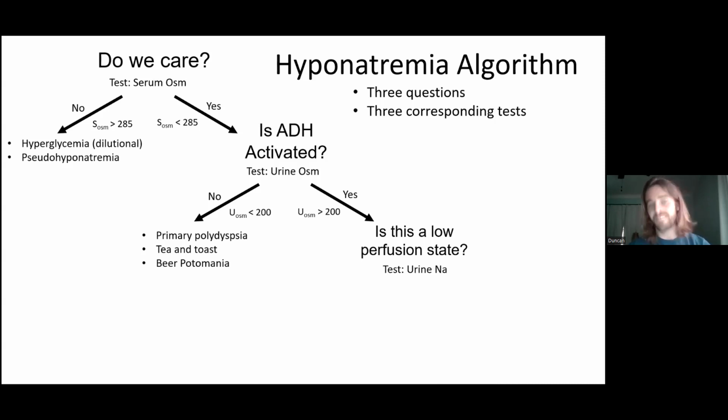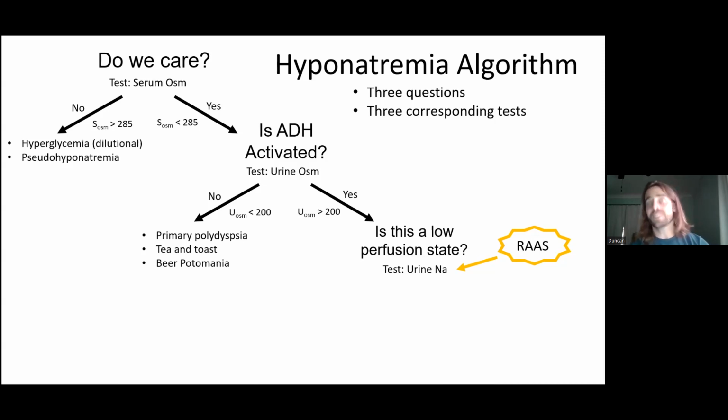And for that, this is why we get the urine sodium, because really what the urine sodium is getting at is whether or not the RAS system is activated. And we care about this because if this is a true low perfusion state, so ADH is also vasopressin, and vasopressin is a potent vasoconstrictor. That's why we use it in the ICU.